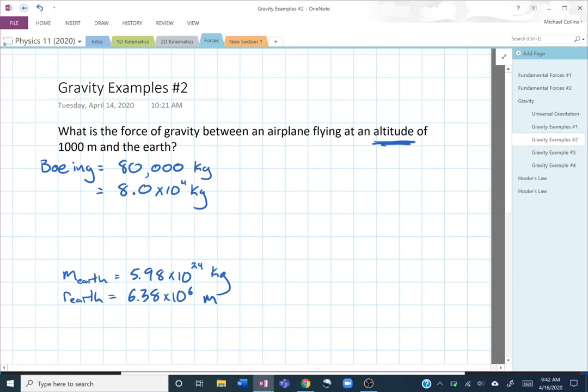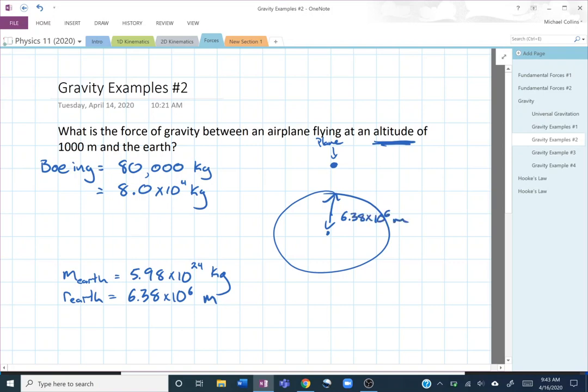Mass of Earth and the radius of Earth. So again, if we have our Earth, and then this is going to be a really bad plane, so I'm just going to draw a little dot, and then if we're wondering what it is, I'll just write plane above it. We can see that from the center of Earth, which is 6.38 times 10 to the 6 meters.